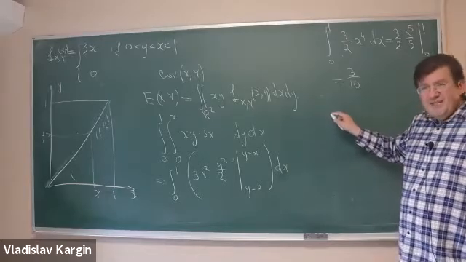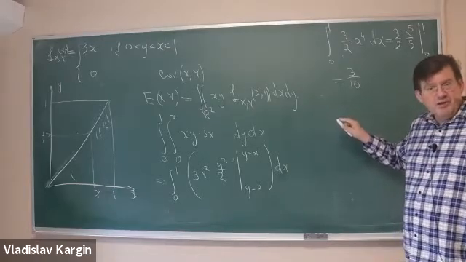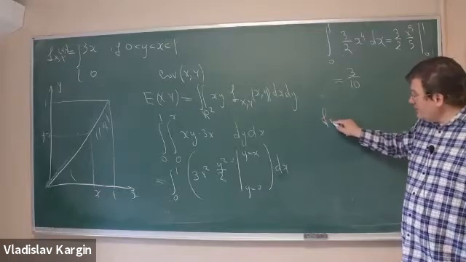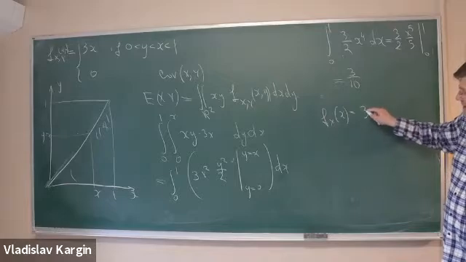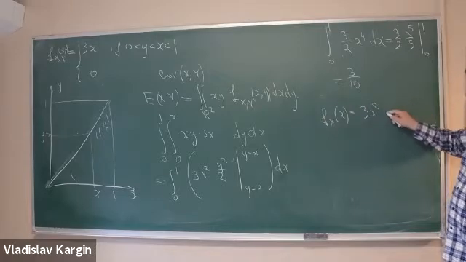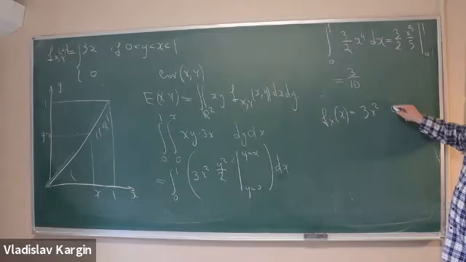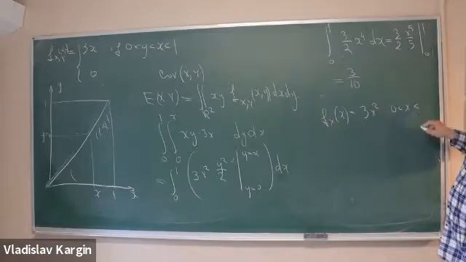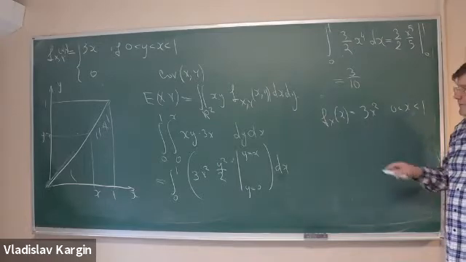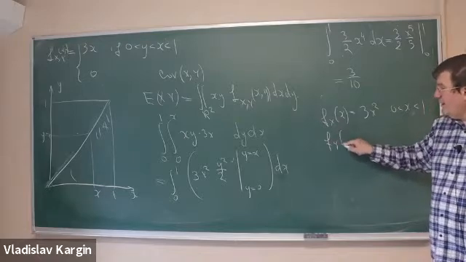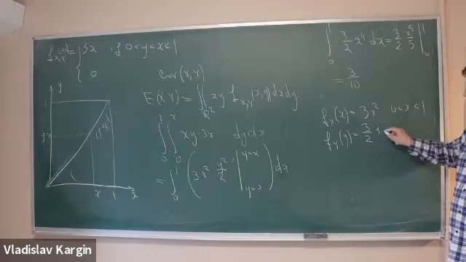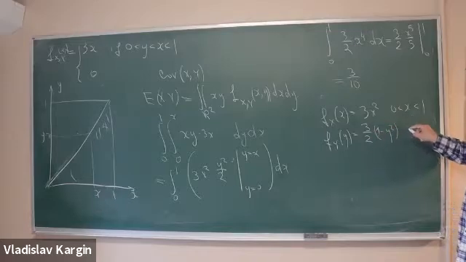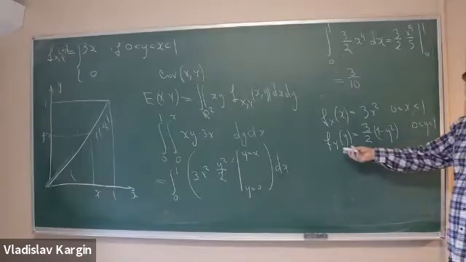For integrals, this is actually easy. We calculated the marginal densities. The marginal density of X was equal to 3x squared, where X was greater than 0 and smaller than 1. And the marginal density of Y was also calculated. It was 3/2 times (1 minus y squared), for Y between 0 and 1. So these are the marginal densities.